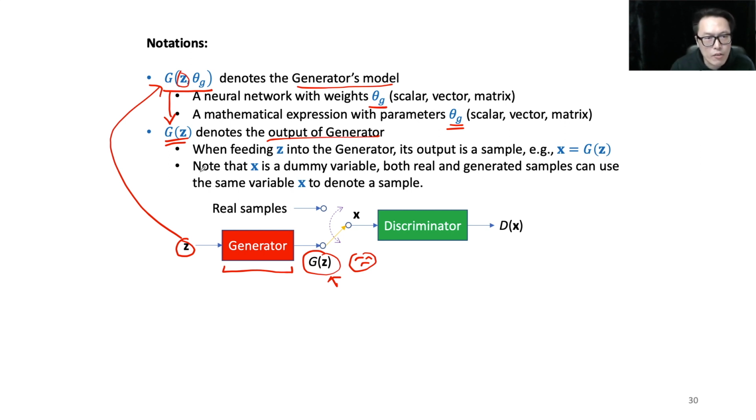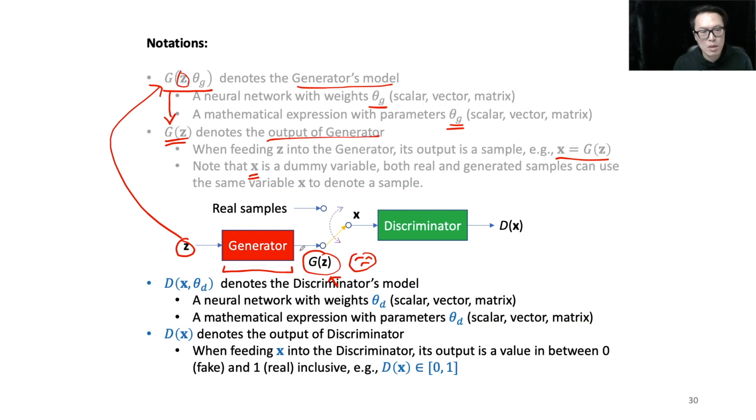I have a remark right here. Say this is X equals G(Z). X right here is a dummy variable. If we are talking about real samples, then this X is from the real sample, and when we talk about the generator, X equals G(Z), X is the fake sample right here.